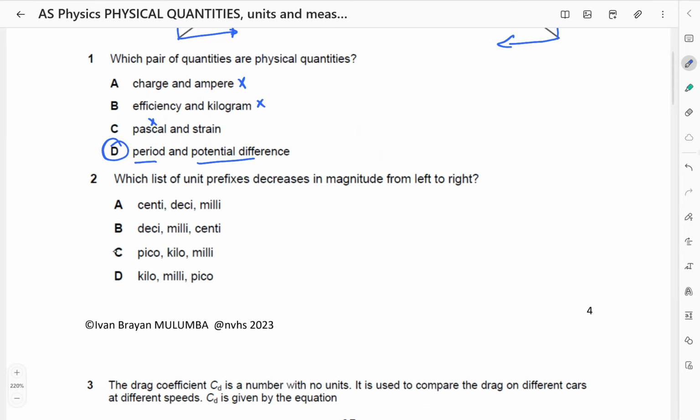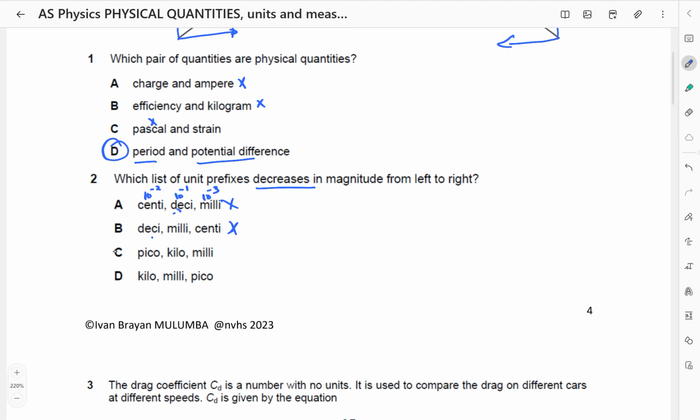Which list of unit prefixes decreases in magnitude from left to right? So remember, you should know the sizes of these values. Cent is 10 power negative 2. Deci is 10 power negative 1. Milli is 10 power negative 3. So we want the list of unit prefixes that decreases. This one is from cent. This one, deci is bigger, so that one is wrong. Deci is bigger, but cent is bigger than milli, that is wrong.